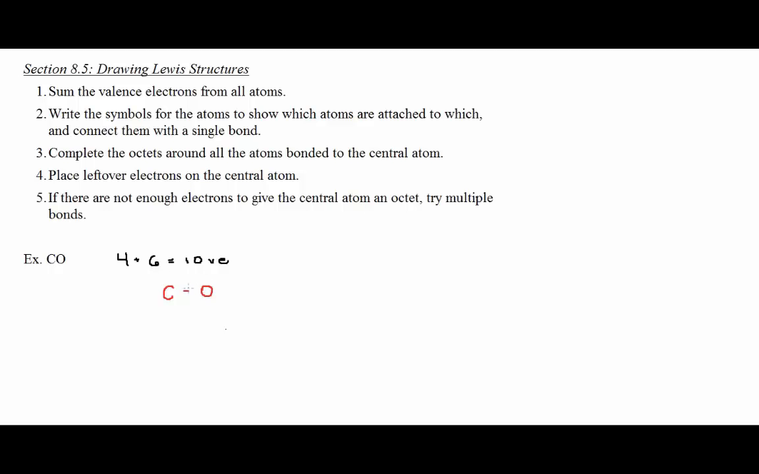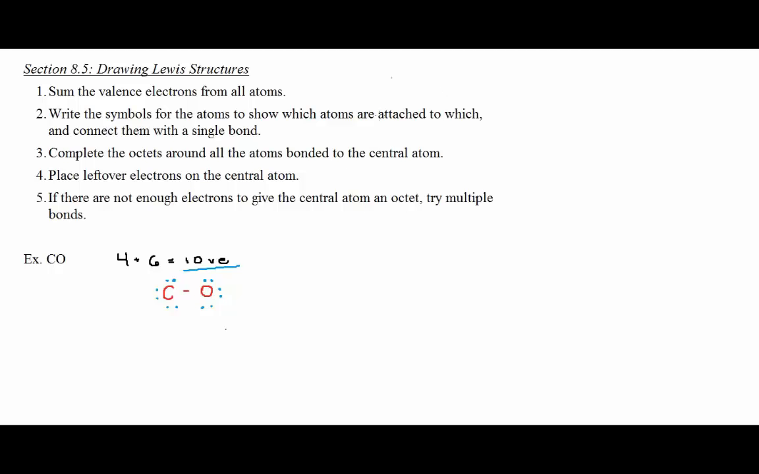So carbon has 2 electrons here that it is sharing with oxygen, so it needs 6 more. So 2, 4, 6, 8. Oxygen needs 6 as well. Okay. And since I don't have a central atom, I'm going to skip number 4. Number 5 says, if there are not enough electrons to give the central atom an octet, try multiple bonds. So let's see, I can use a total of 10 valence electrons. In this case, I have 2, 4, 6, 8, 10, 12, 14. So I'm using way too many valence electrons. I can only use 10.